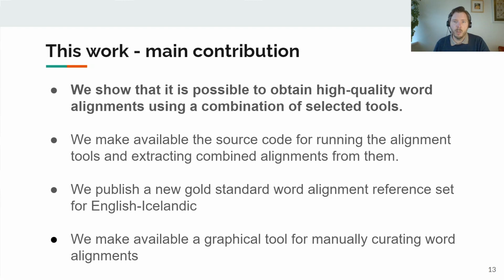We also created a small graphical tool for manually curating word alignments, and we have made that available under an open license on GitHub, as well as the source code for running the alignment tools and extracting combined alignments from them, the CombAlign code, which is also available under an open license.